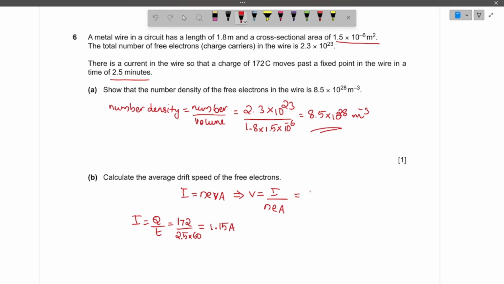Okay, now you have all the values that you need, so please substitute. So you will be getting the drift velocity value as 5.6 times 10 to the power minus 5 meter per second.